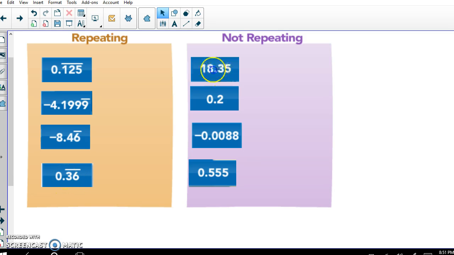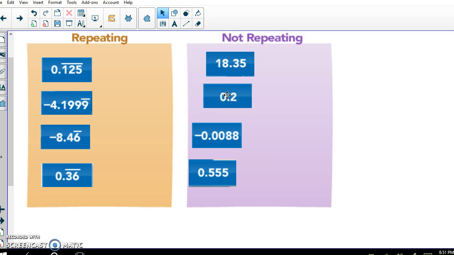But let's look at the non-repeating. 18.35, or 18 and 35 hundredths, is not repeating because there's no repeating bar. 0.2, or 2/10, also has a clear end. It ends in the tenths place. This next example is a little trickier because it appears to repeat. We appear to have an 8 that repeats. However, without the repeating bar or the dot dot dot, there's no indication that this goes on, so this would be considered a terminating decimal.